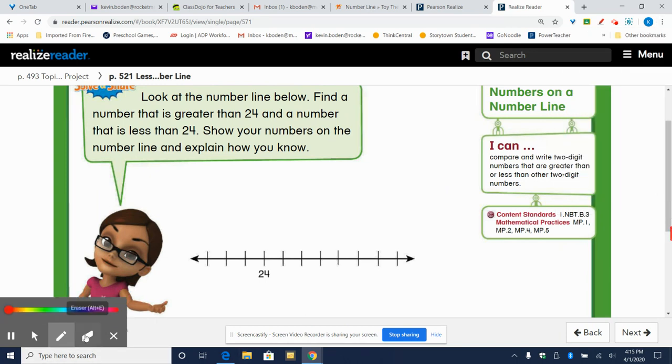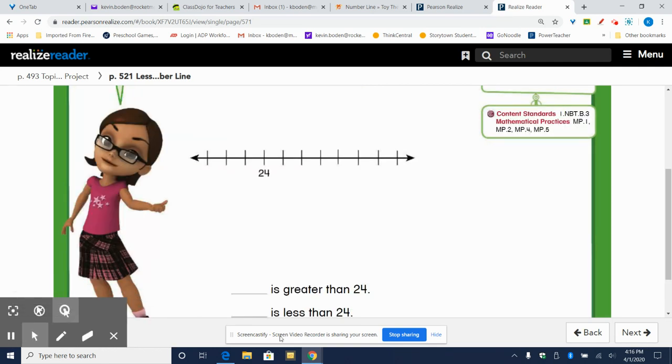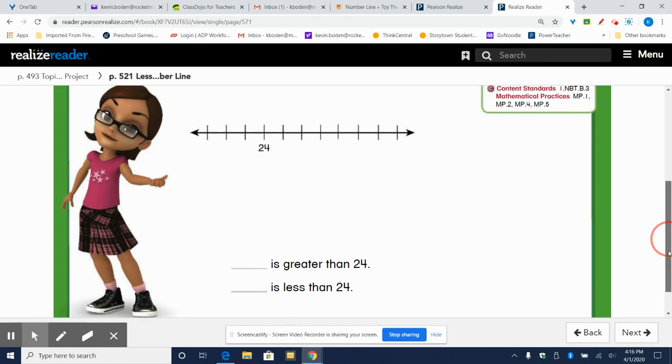Let me get out of my pen tool for a second. Erase that. And let's see here. All right, I'm back. Sorry, I had to pause it just for a second so I could get our tools back. So we have to find a number that is greater than 24, less than 24, and of course equal to 24 would be pretty simple.